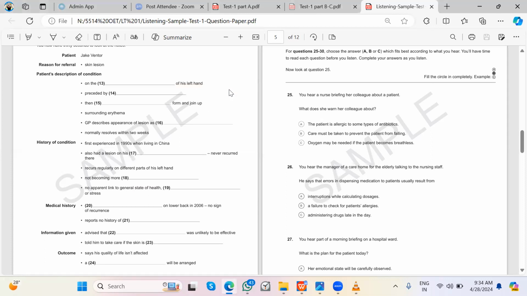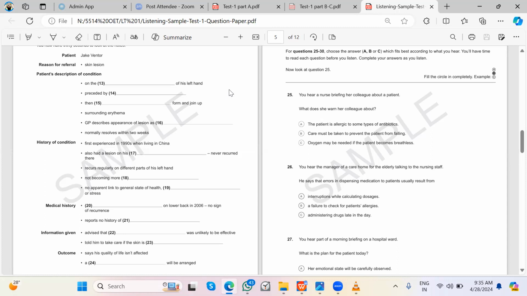Okay, let me tell you the answers. For question 13, the answer is palm. I'm not dictating the spellings because if you can get the word and even if you might spell it slightly incorrectly, it is acceptable. Okay. So for question number 13, answer is palm, and for 14, it is itching or itchiness or pruritus. For 15, it is blisters or little blisters. Either of them is correct.